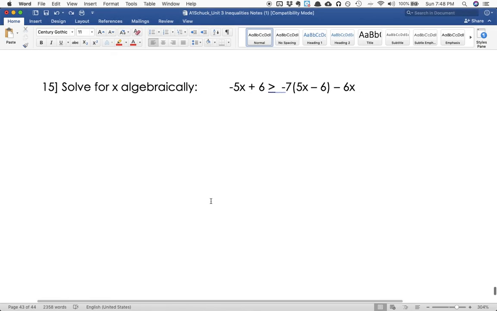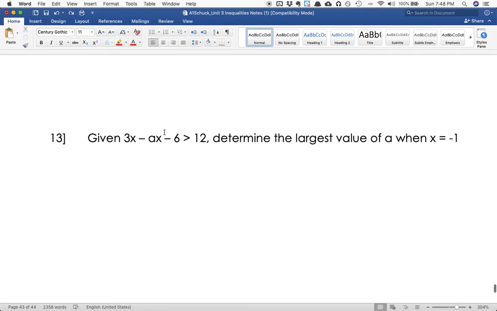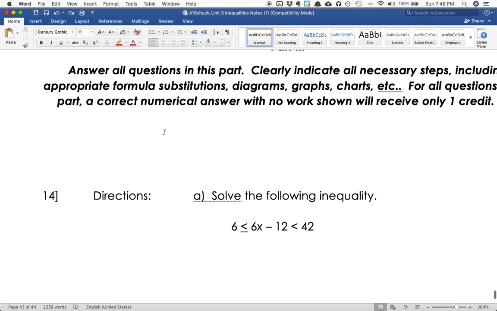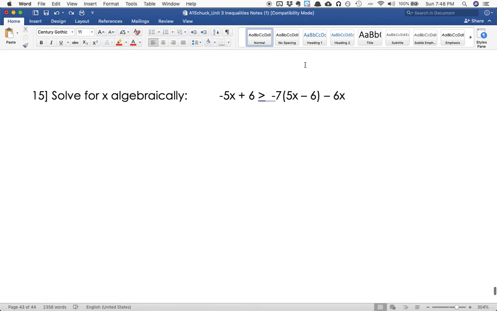All right, question 15 we're looking at over here. I think it's kind of out of order because I got 13, then 15, then 14. But let's just take a look. Question 15, solve for x algebraically. Get the x by itself. They don't want interval notation or graphing, but I might just show it to you anyways.